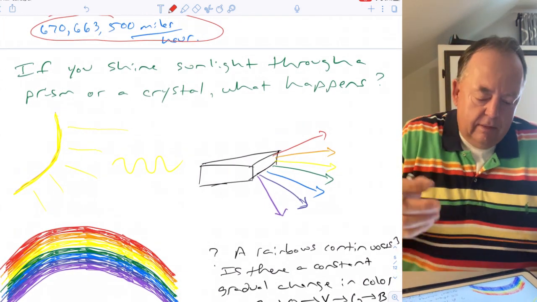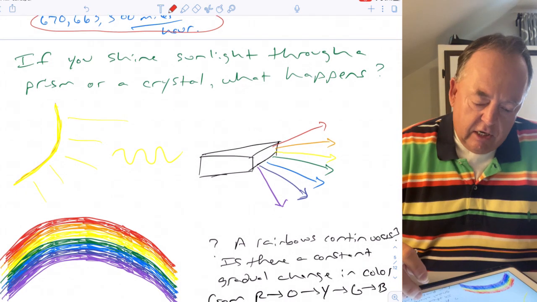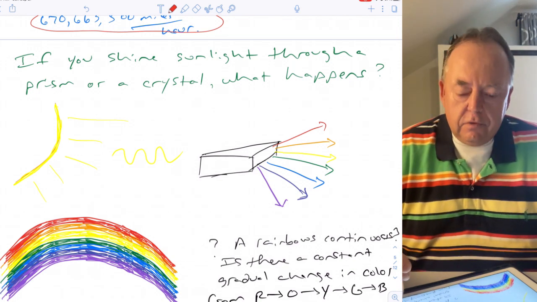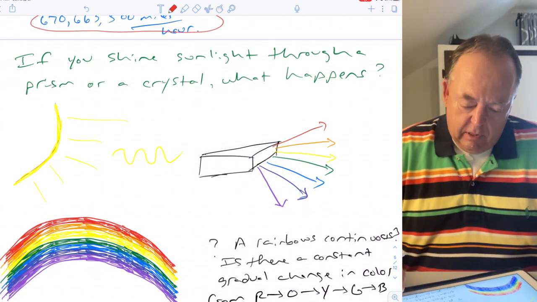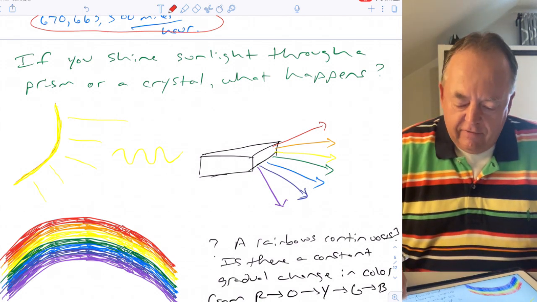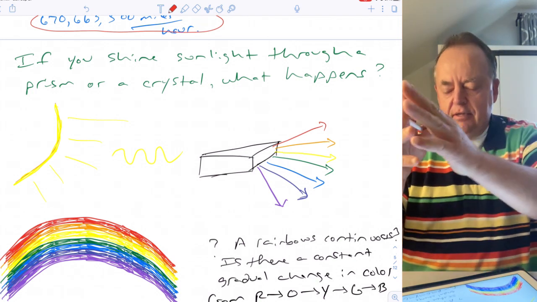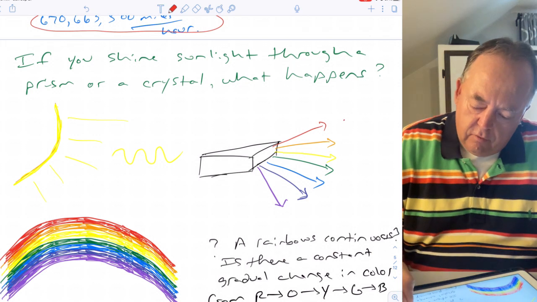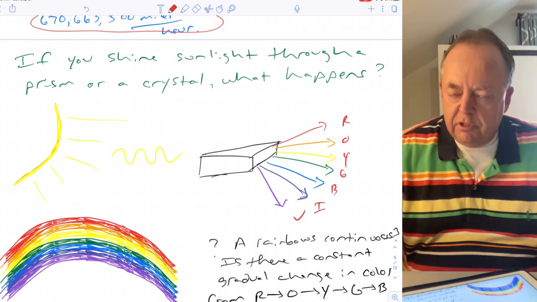Okay, so if you have sunlight coming in, so light coming in from the sun, if you pass that through a prism or a crystal, what happens to it? So you maybe have seen this done before. Maybe you have a parent or a grandparent or you yourself have a crystal in the window. And what happens when light passes through that crystal is it'll display a rainbow on the wall, right? So you'll get red, orange, yellow, green, blue, indigo, violet displayed onto your wall.